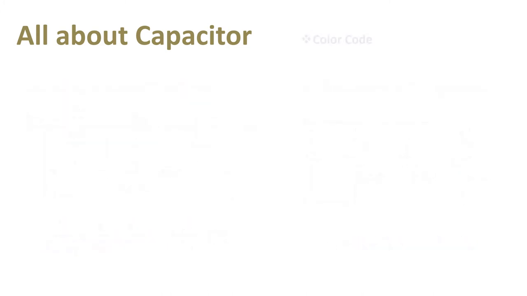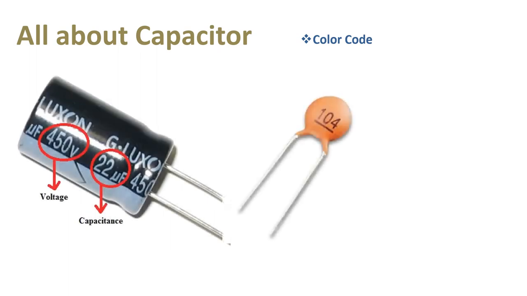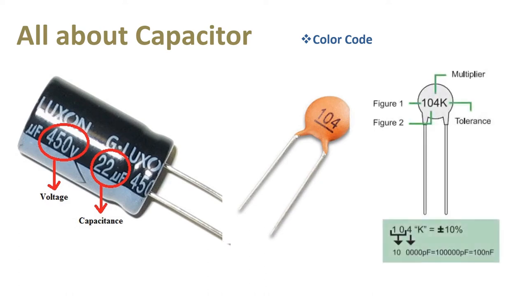The value of capacitance and its working voltage is written on electrolytic capacitors. And on a ceramic capacitor there is a code which gives the value of the capacitor. For example, 104 means 10 multiplied by 10,000, which is 1 lakh picofarad or 100 nanofarad.